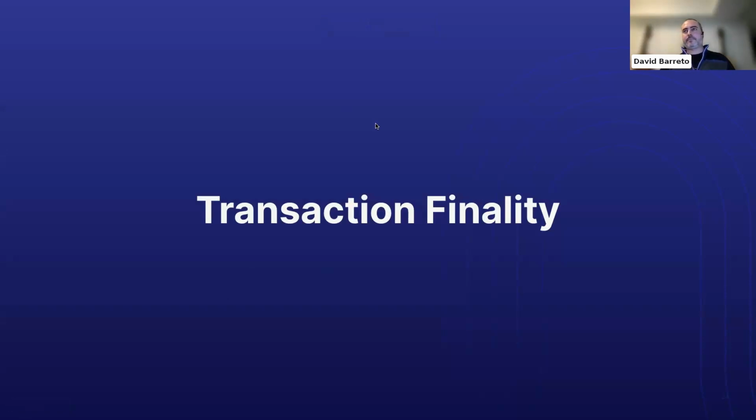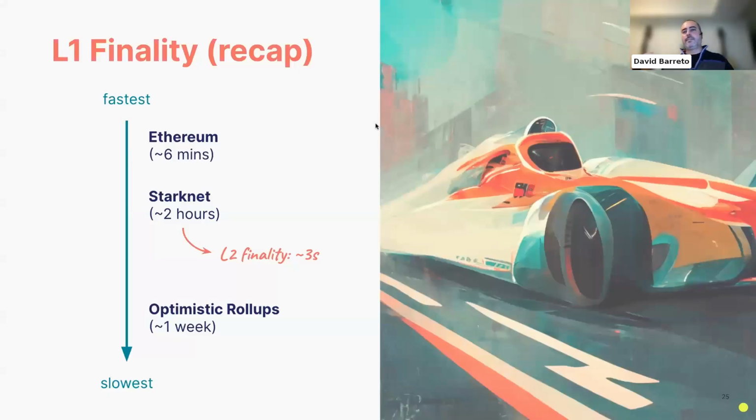Let's talk about finality. Last week, I showed you this slide saying that on Starknet, you get layer 1 finality roughly every 2 hours. That's when we settle validity proofs on layer 1. But layer 2 finality actually happens much faster, about 3 seconds. So I want to show you the difference between these two levels of finality and when we consider a transaction to be final.